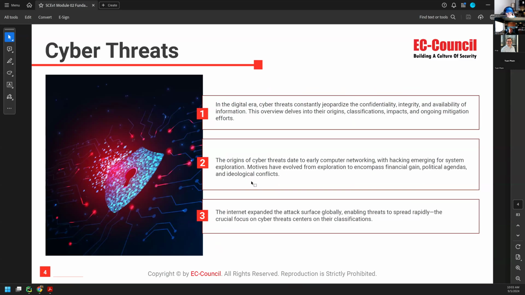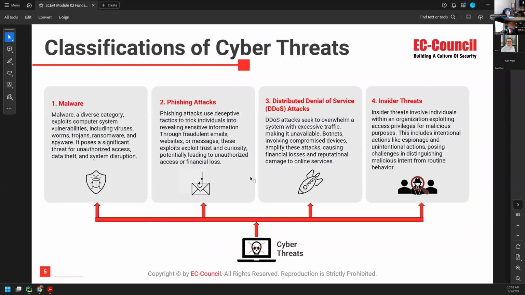So with our cyber threats in the digital era, the cyber threats constantly jeopardize that CIA triangle, the confidentiality, integrity, and availability of that information. We're going to dive into what that looks like under the surface. These are the main classifications of threats. We have our malware, which is a diverse category of exploits of vulnerabilities within the system, including viruses, worms, trojans, ransomware, and spyware. We also have phishing attacks, which use deceptive tactics to trick individuals into revealing sensitive information.